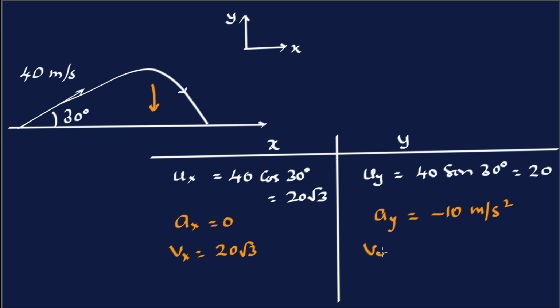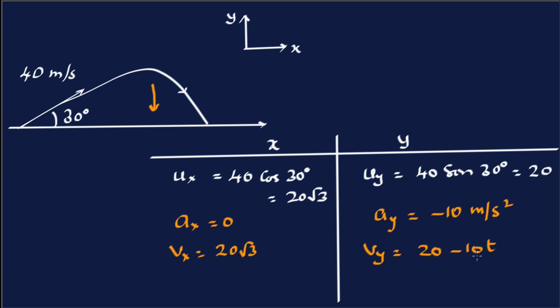Okay, what about Vy? Vy is equal to u plus at. Notice we are just using the same one-dimensional equations separately in the x and the y directions. So v is equal to u plus at.